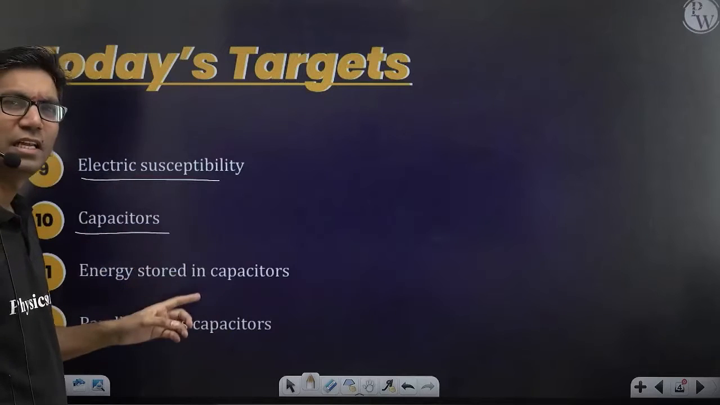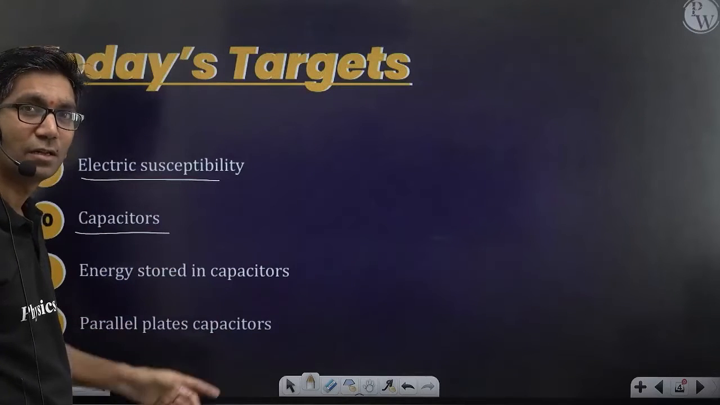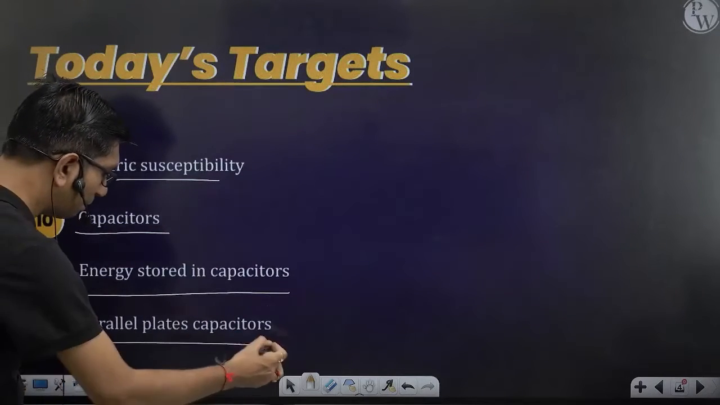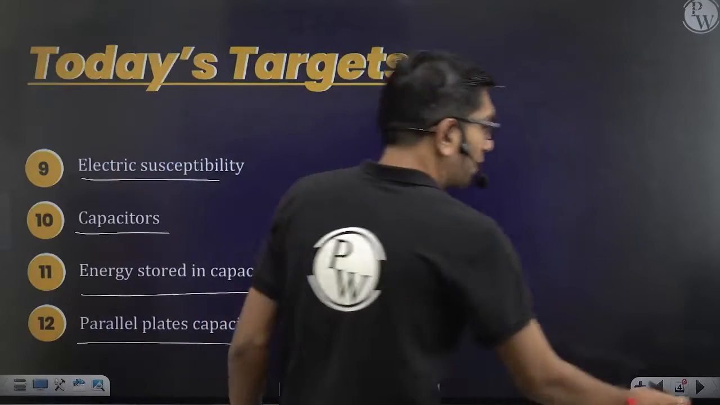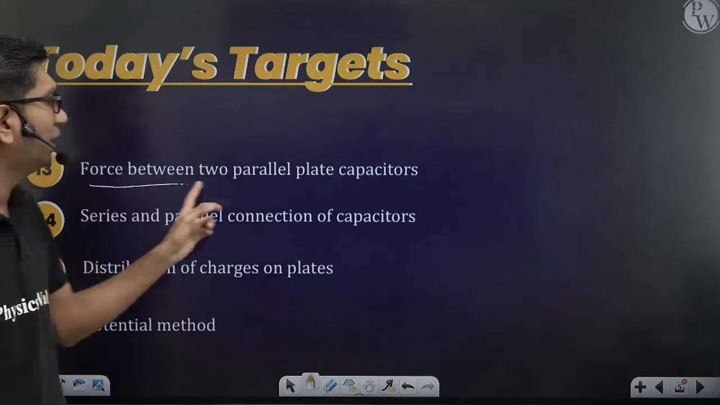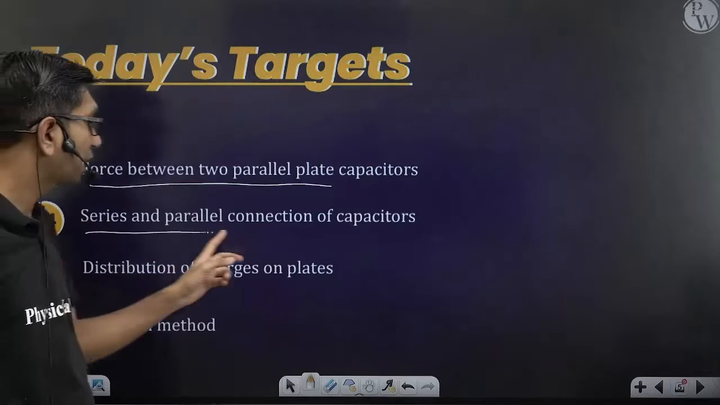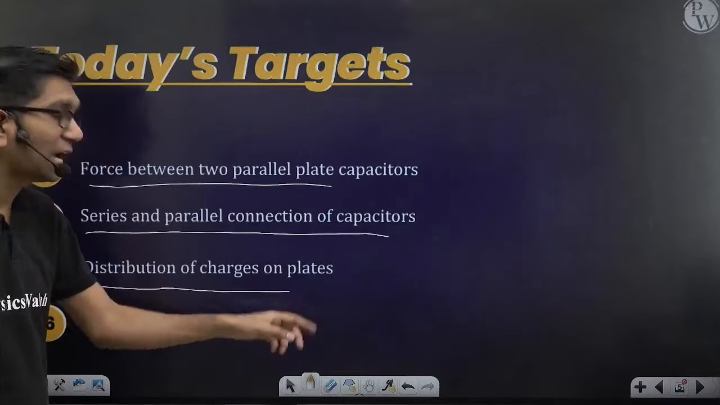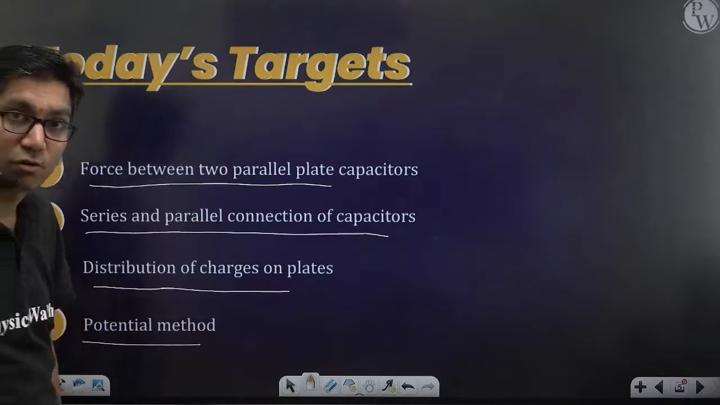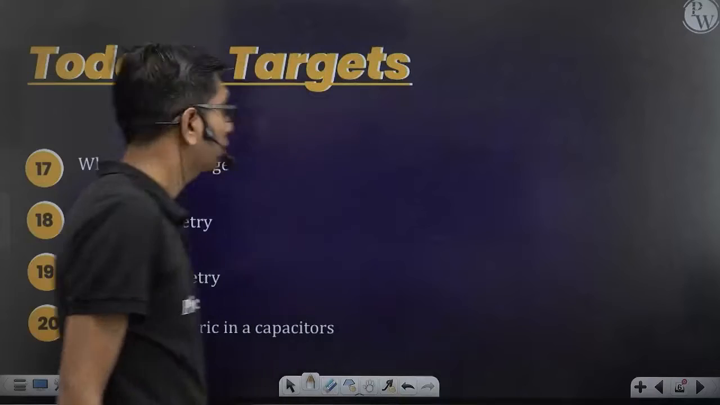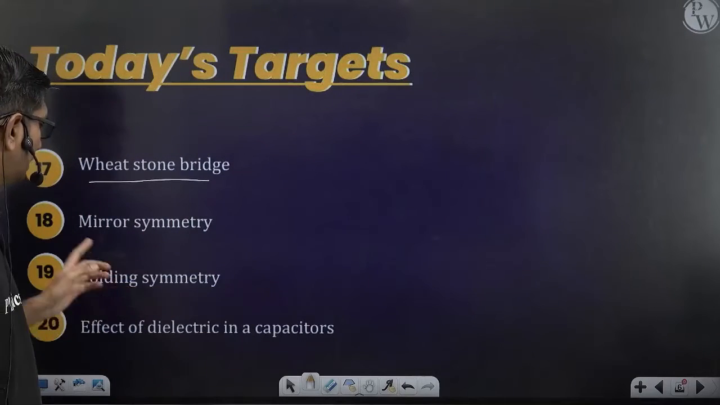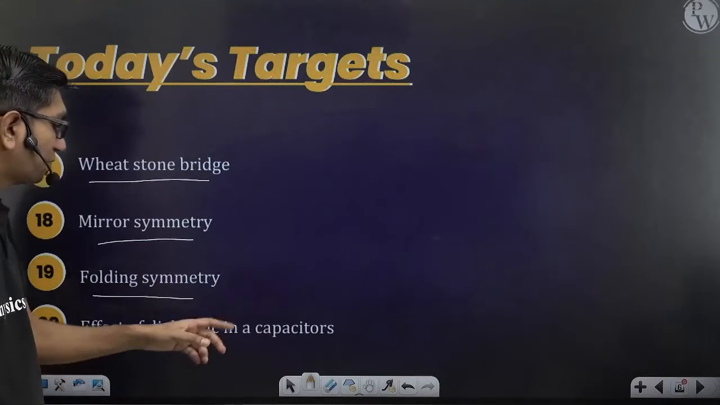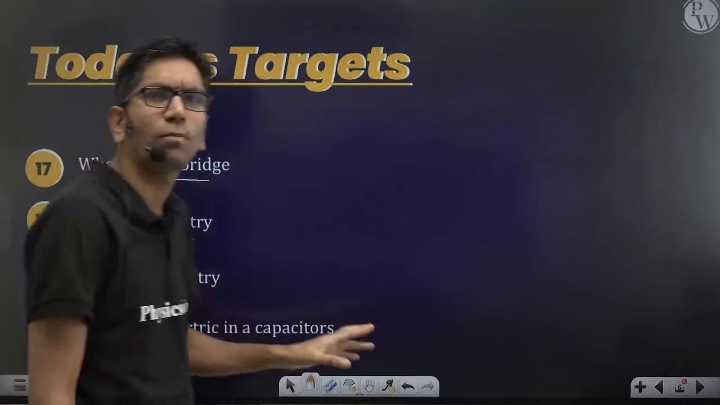Capacitors connected in series and parallel, based on this topic you will get questions. Energy stored in a capacitor, parallel plate capacitors, force between the plates of a parallel plate capacitor, and series and parallel connection of capacitors. This is very important for you. Distribution of charge on plates, the potential method, and the Wheatstone bridge. Next, mirror symmetry and folding symmetry, and the effect of a dielectric in capacitors. These are all the topics we are going to cover.